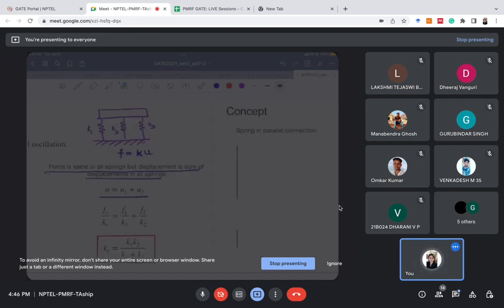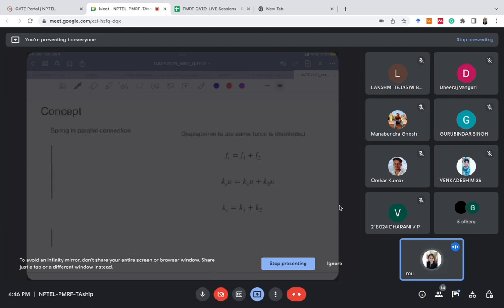Now, what happens when the system is in parallel connection? How does the parallel connection look? These are the springs in parallel. This is the force Fs applied, and this is the supposed displacement U. How will the equivalent system look? The equivalent system will be a single spring, meaning the same system is replaced by a single spring. That is the K equivalent, with Fs and U.